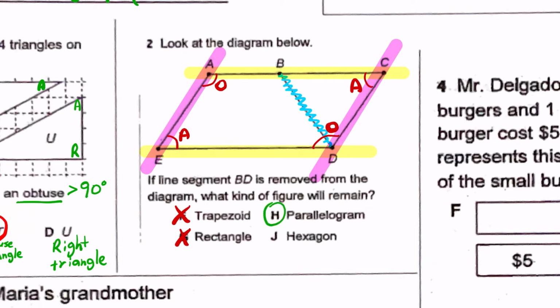The last option says hexagon. A hexagon is a shape that has 6 sides. So that is definitely not the answer because this does not have 6 sides. It has 1, 2, 3, and 4 sides.